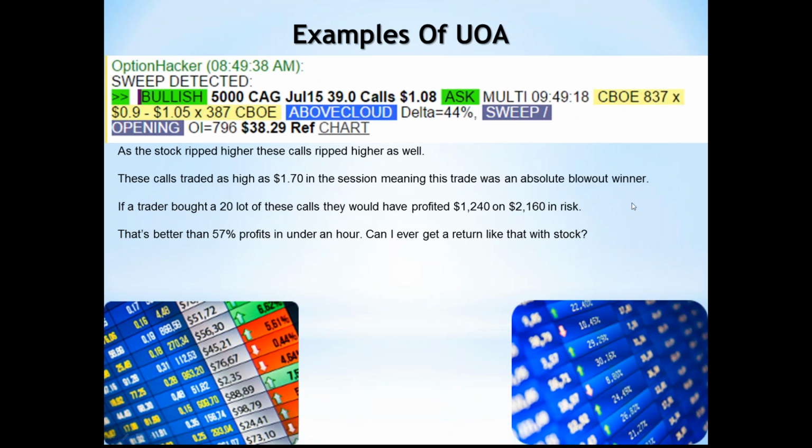$2,160 in risk. Now that $2,160 in risk is not actually the level of risk that I'm required to take in this position. It is, however, the risk that I would be taking if I were to allow these to go to zero. We're going to talk about stop losses a little bit later on once we dive into the actual trading plan part of the presentation. But that's better than 57% profits in under an hour for this trader.